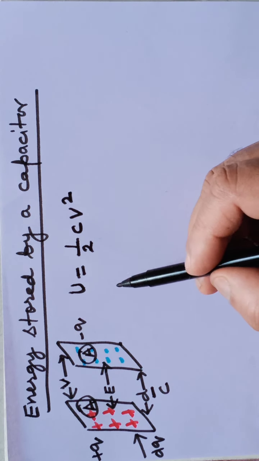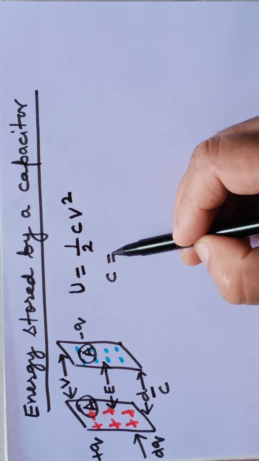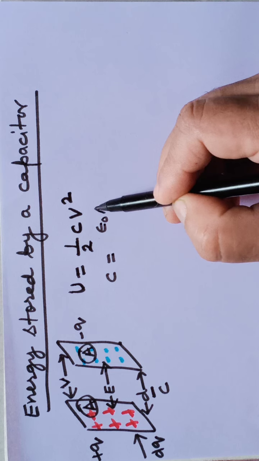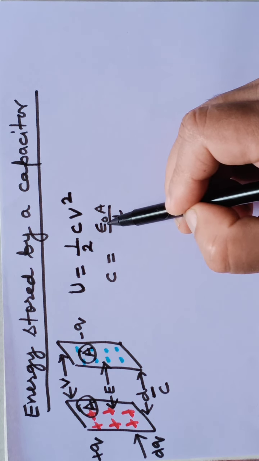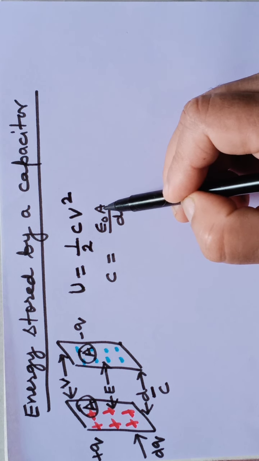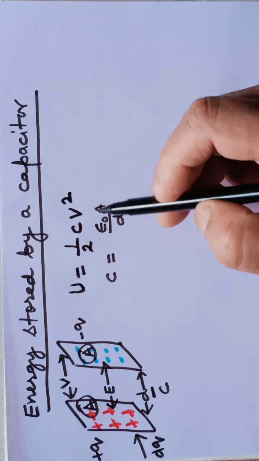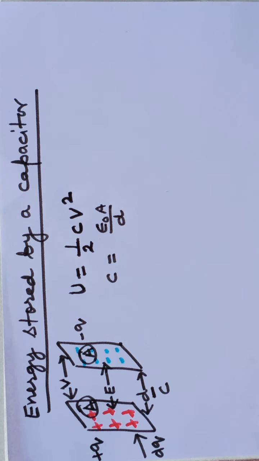Now earlier we have calculated the capacitance of this capacitor in air as epsilon naught A upon d, where epsilon naught is the permittivity of space, A is the area of cross section or area of the plates, and small d is the distance between the plates.